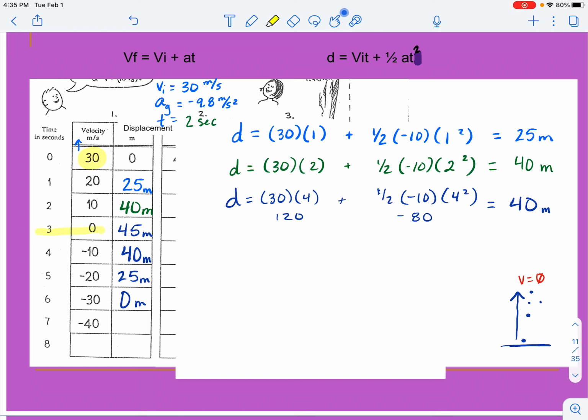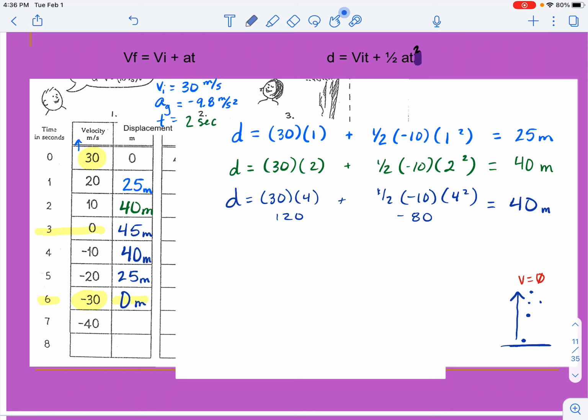Which means it should take another 3 seconds to get back to our starting position. There we are with a displacement of 0. And if we went vertically upward with an initial velocity of 30 meters per second, when we return to that same vertical position, it's the same speed but negative, because now my object is physically traveling downward towards the ground. So it's a negative 30 for my velocity.